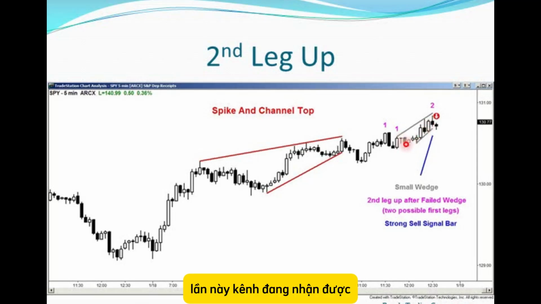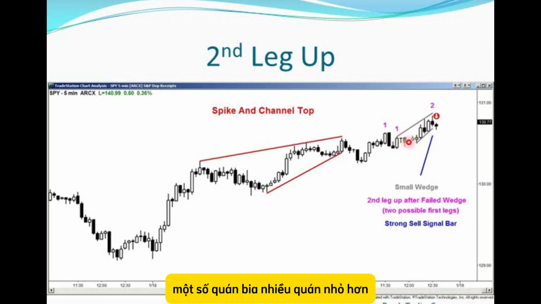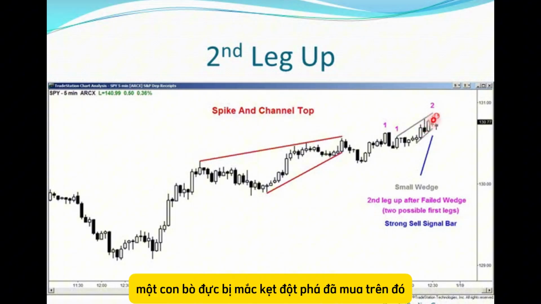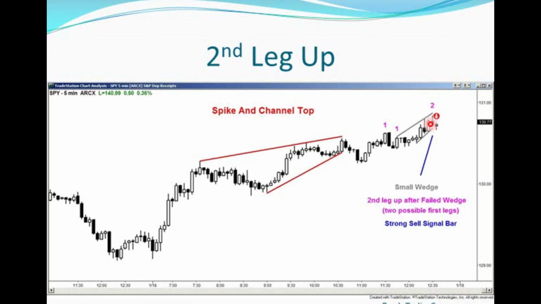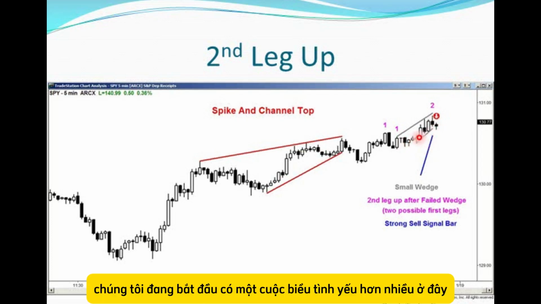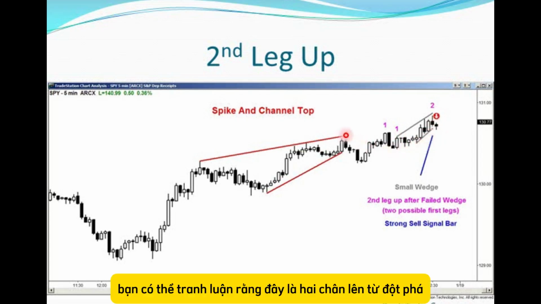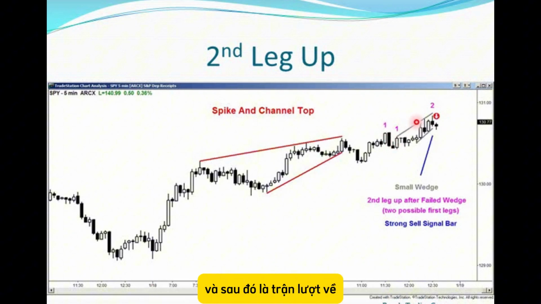This time we have a new channel, and we're getting small bars, some bear bars, more small bars, a bear reversal bar, a breakout that trapped bulls who bought above that, another bear reversal bar. I would certainly get out of any longs, and this one I probably would consider shorting. We're starting to get a much weaker rally here. You can argue this is 2 legs up from the breakout above the wedge. You can say this is the first leg up and a pullback, and then that's the second leg up.